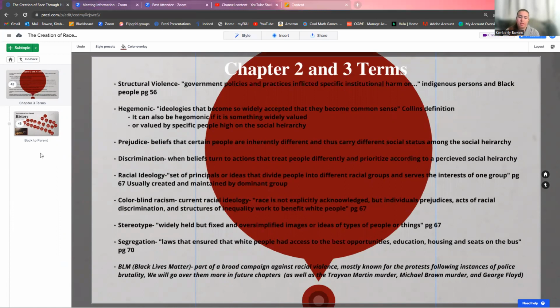Structural violence is really when any kind of government or political entity is making policies or putting into practice things that will inflict specific institutional harm on Indigenous persons or Black persons or any other persons of color. And essentially that violence usually comes down to a lack of resources, a lack of options, a lack of opportunities, and or outright a lack of protection from harm at an institutional level, or the intent to harm at an institutional level.